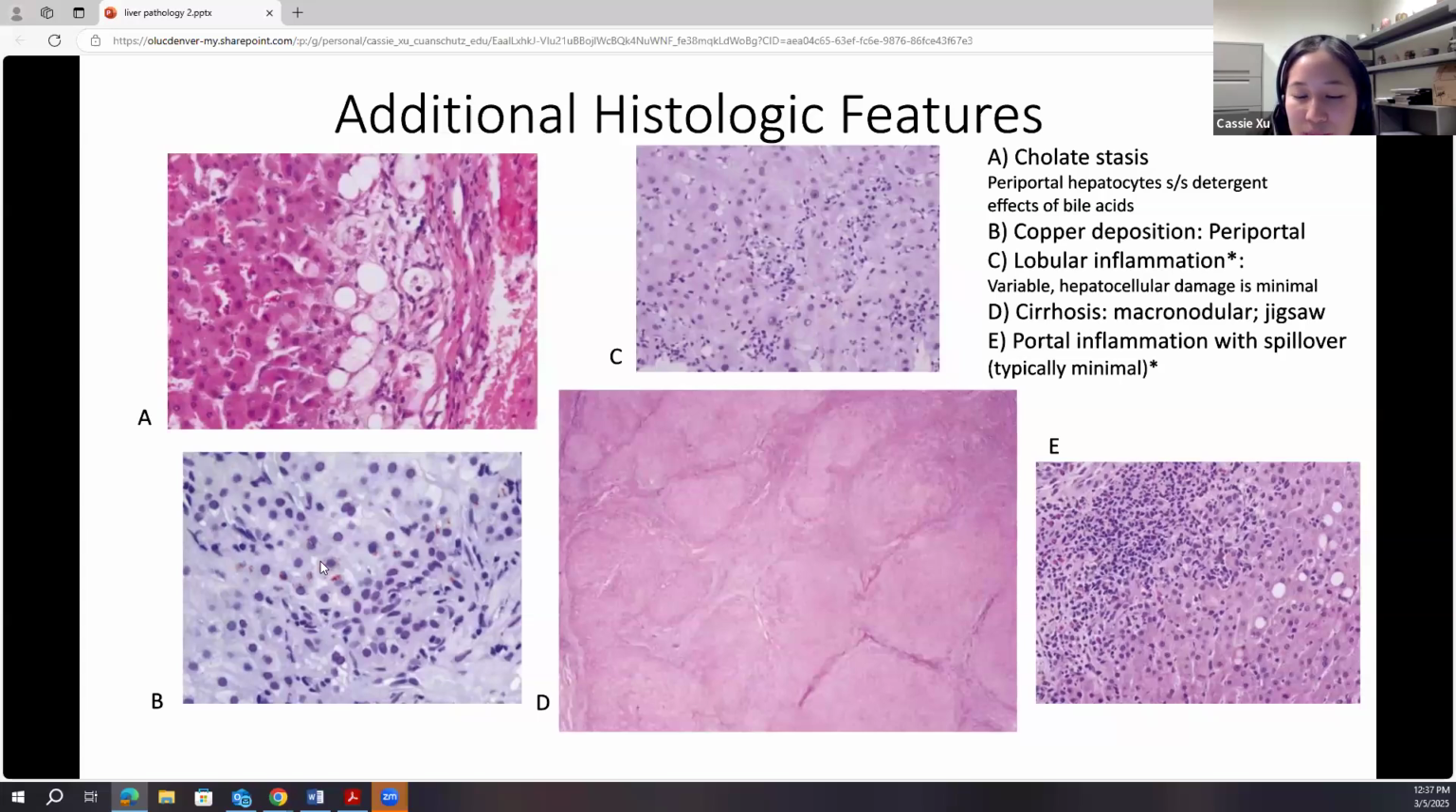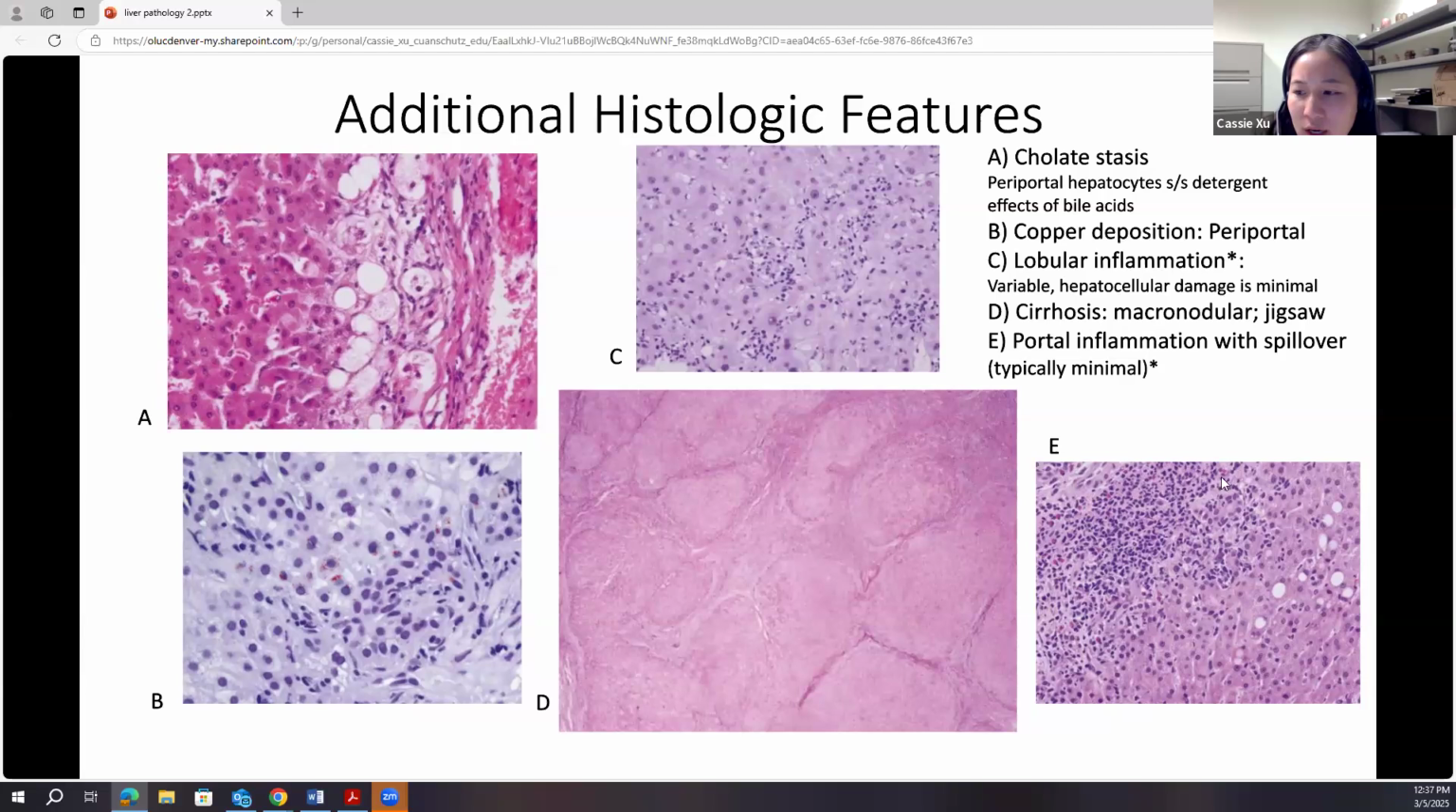Sometimes we can do a copper stain, and it will highlight granules around the periportal hepatocytes, which might suggest a chronic biliary disease process as well. In PBC, you can sometimes see lobular inflammation, but this tends to be minimal to mild at most. If we see prominent lobular inflammation, we start thinking about some kind of overlap with a secondary disease process.